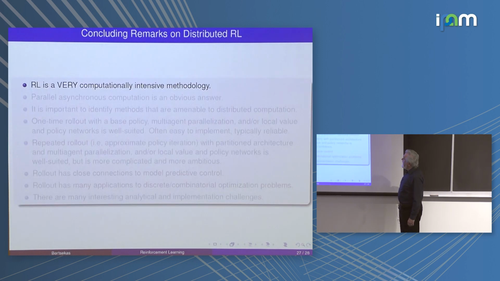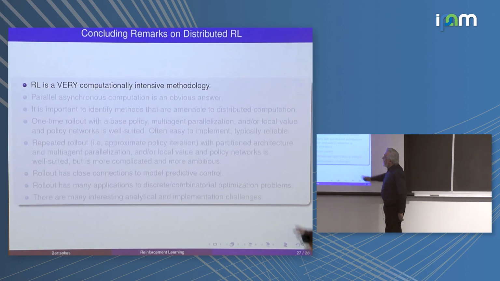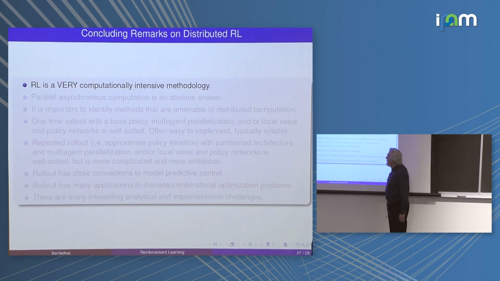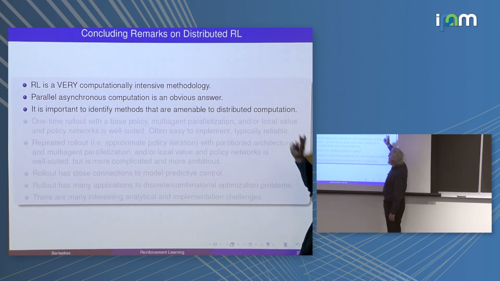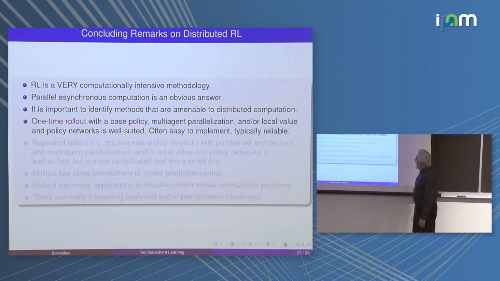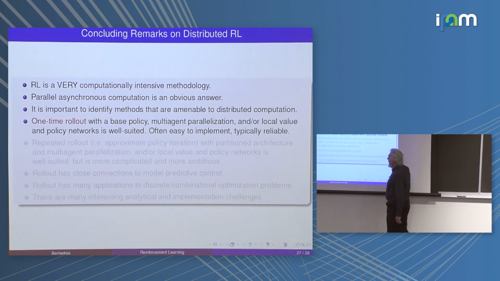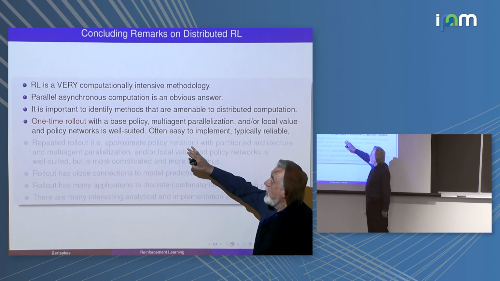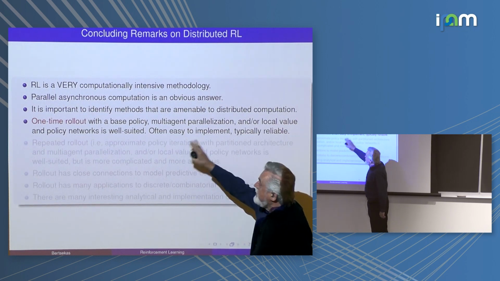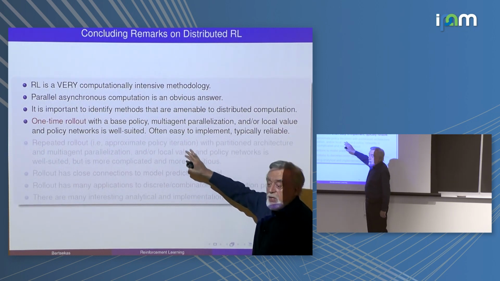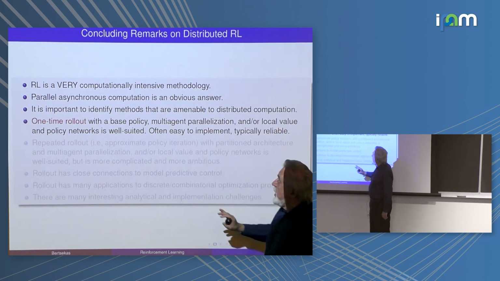Okay, so my last slide. It's generally accepted that reinforcement learning is a very promising but also very computationally intensive methodology. And parallel asynchronous computation is an obvious answer. It has been the answer for AlphaZero, in fact. So it's important to identify methods that are amenable to distributed computation. And one-time rollout, just a single policy iteration with some base policy, and multi-agent parallelization and value and policy networks are well suited to exploit parallel computation.